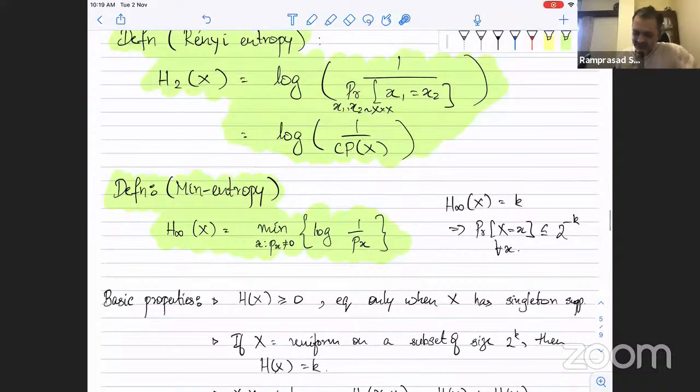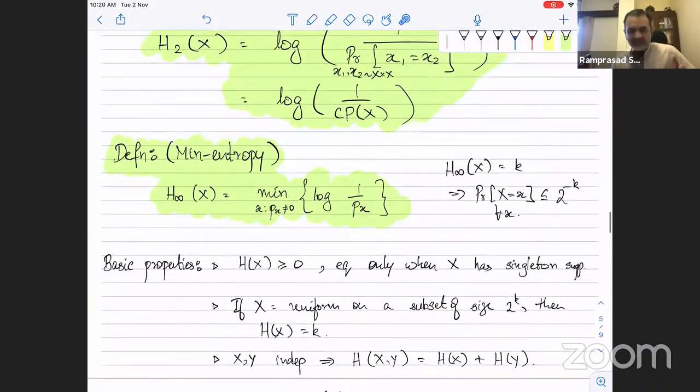Another thing is that all of them satisfy that if X happens to be a uniform distribution on some subset of size 2 to the k, then all of these entropies turn out to be equal to k. This feels like a natural thing we would want if we want entropy to capture how many random bits are present. If at the end of the day you give me a uniform random sample from 2 to the k elements, there must be k random bits, and all of them satisfy this property.